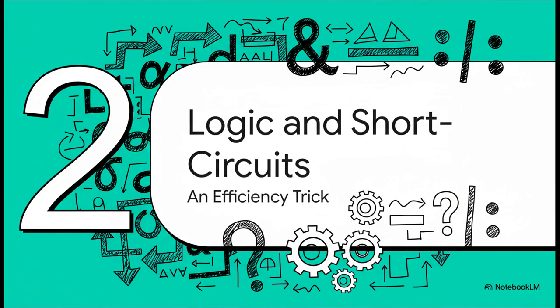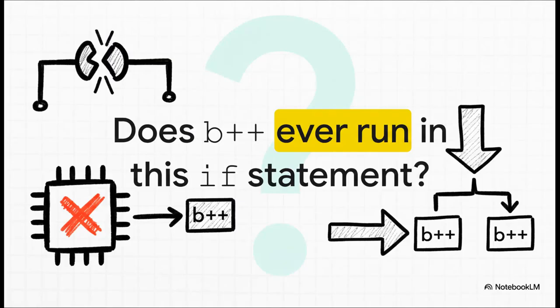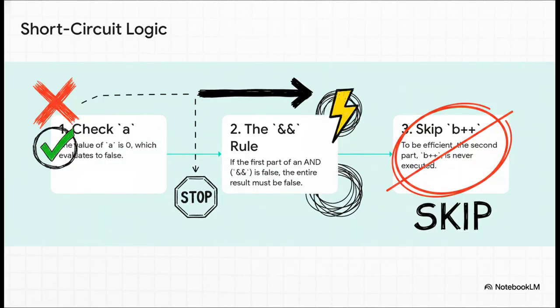All right, let's move on to logical operators. This is an area where things aren't always what they seem, thanks to a clever efficiency trick that C uses. This brings us to a really interesting concept called short-circuiting. Looking at this if statement, the real question is this: does that B++ part ever actually run? The logical AND operator is designed for efficiency. If the first part of the expression is false, and here A is 0, which means false, it already knows the entire expression has to be false. It doesn't waste time evaluating the second part. This short circuit means the B++ is completely skipped over.